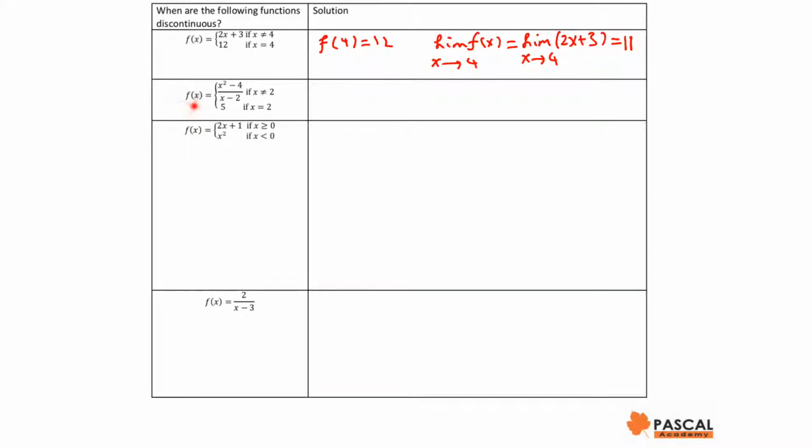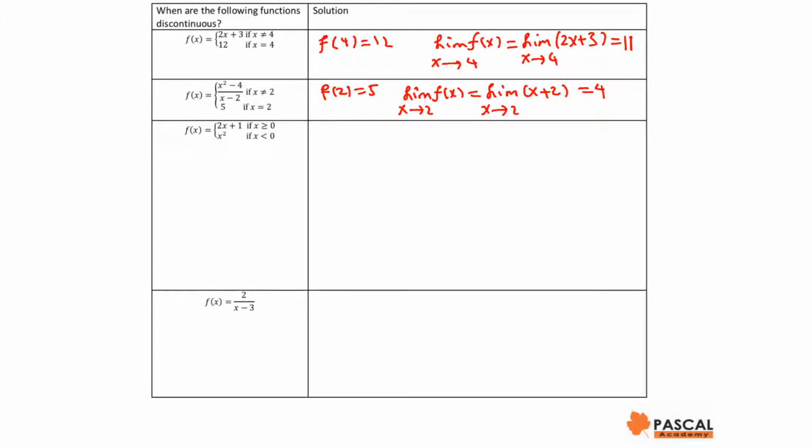The next example, f(x) = (x² - 4)/(x - 2) when x is not 2. f(2) is 5. Limit of f(x) as x approaches 2. If we factor and reduce the function, that would be the same as limit of x + 2 as x approaches 2, which equals 4. Again, since the limit and the value are not the same, the function is discontinuous at this point. These two examples are examples of removable discontinuity.